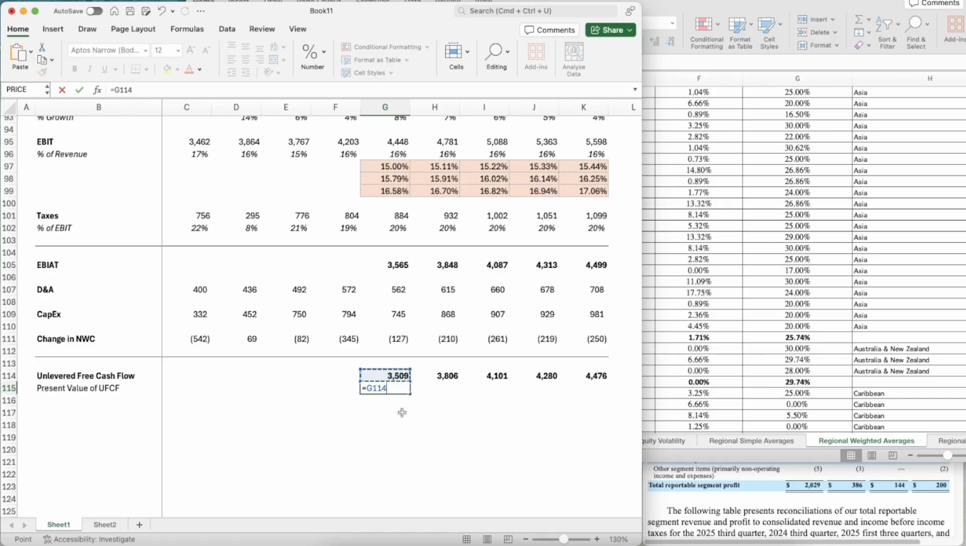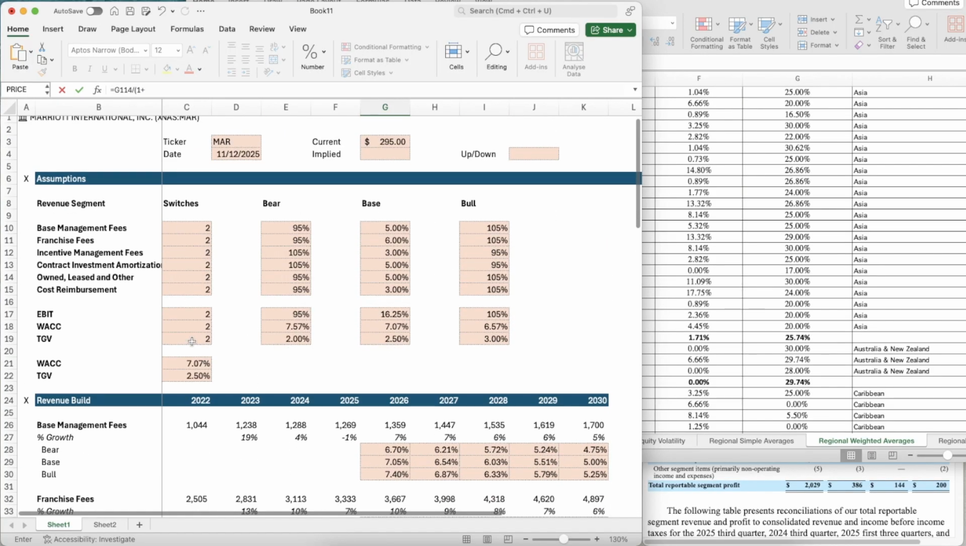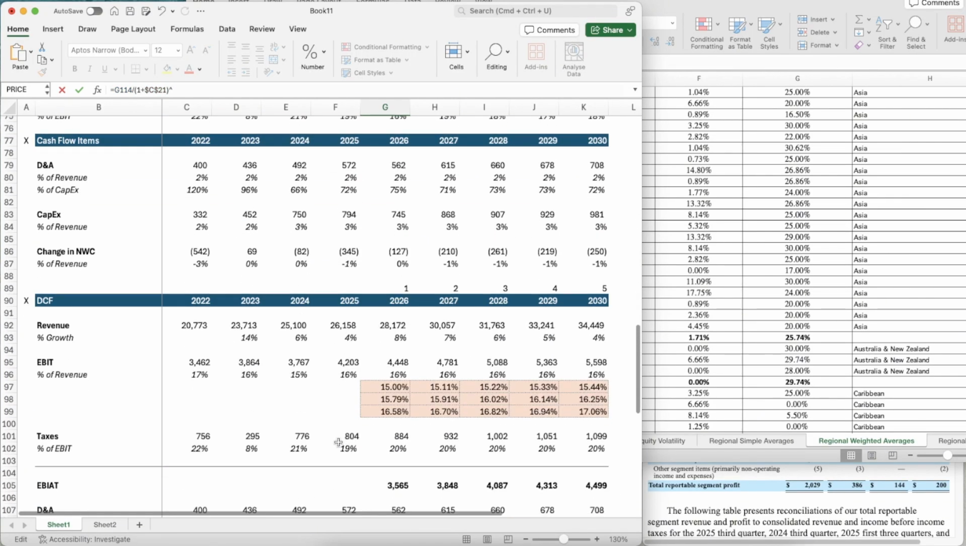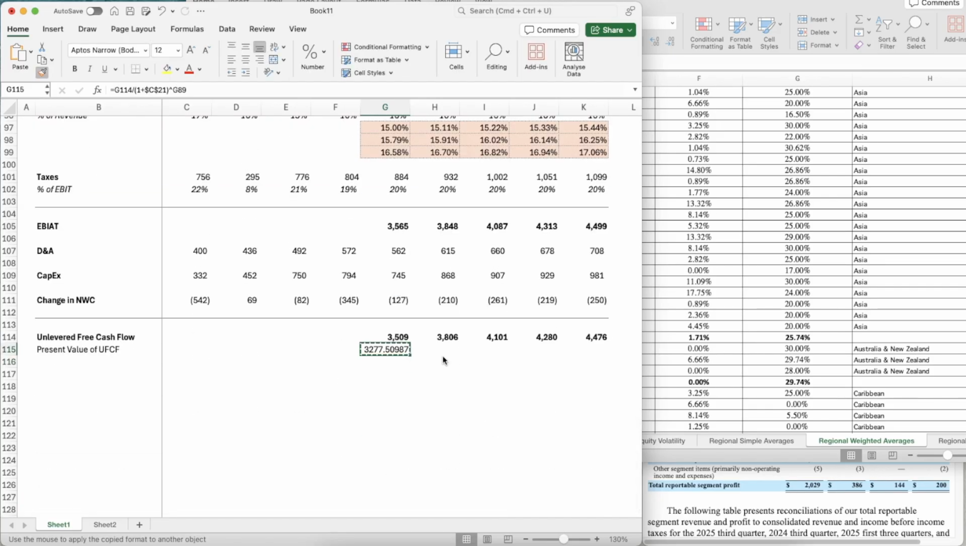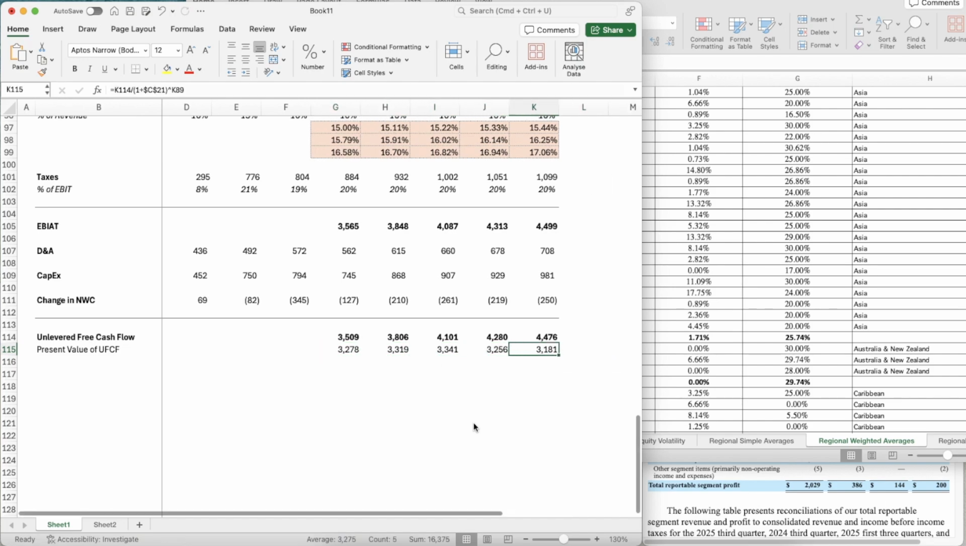To do that, we take the unlevered free cash flow, we divide it by 1 plus the WACC. Make sure to lock your WACC in, close your brackets, to the power of 1, and we'll just pull those across. So these are the present value of the free cash flows that we forecasted.